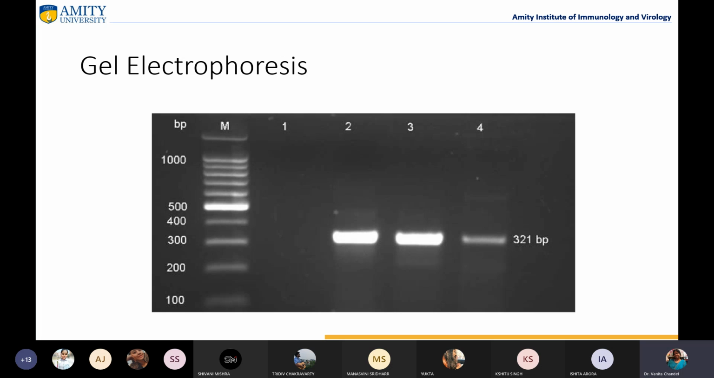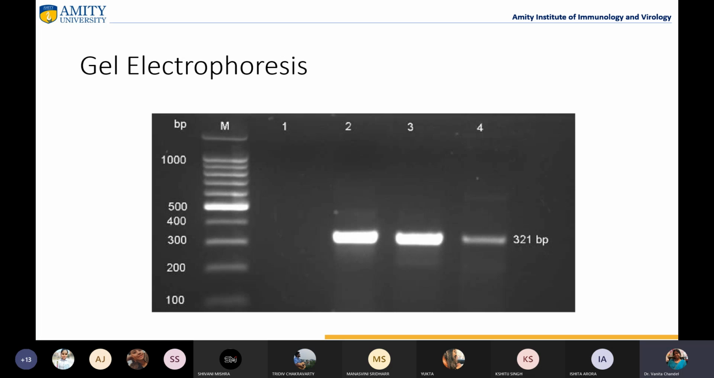So this is the gel electrophoresis at the end. If you run a ladder, like in the M lane, you can see the marker or ladder, as we call it, and lanes 2, 3, 4 are your samples that you have run in the PCR. This is somewhere around 320 base pair, more than 300, between 300 and 350 base pair. If this amplification is desirable or as per our expectation, we can go for the further process of DNA purification.